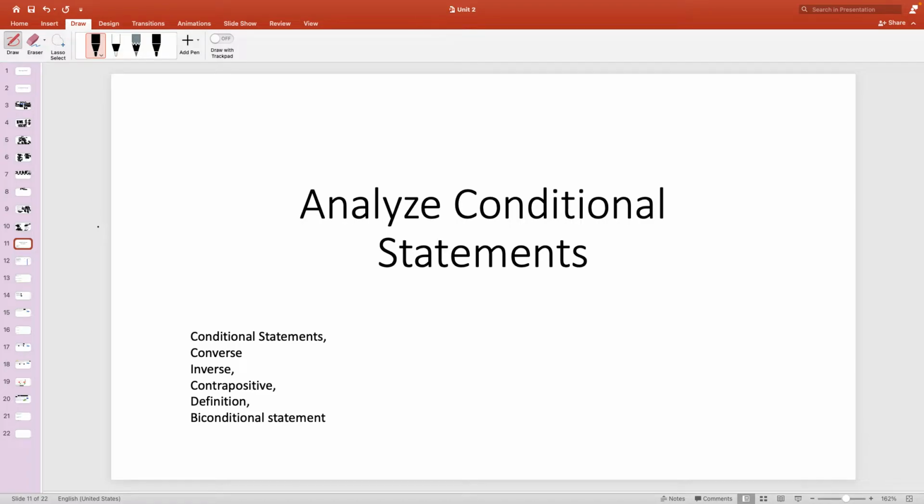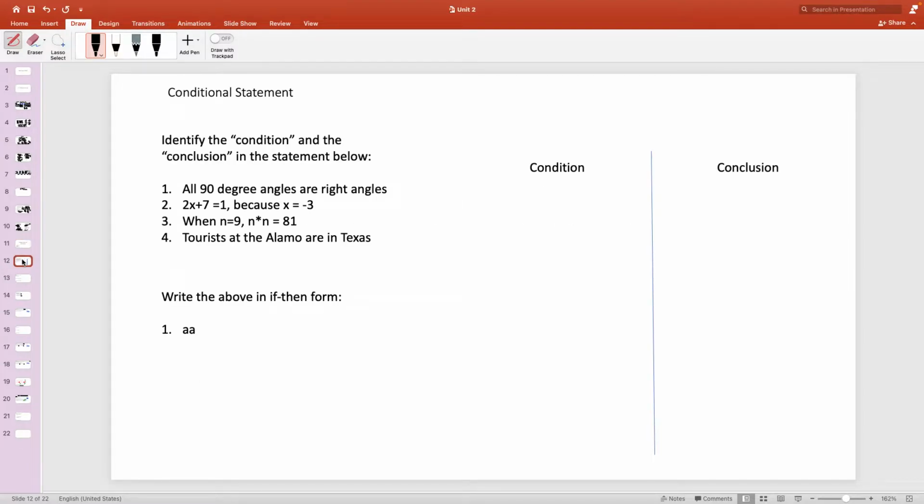Hello, in the next few minutes I will try to explain how to analyze conditional statements, and as part of this we will also cover what converse, inverse, contrapositive, definition and biconditional statements mean. Okay, with that let's get started.